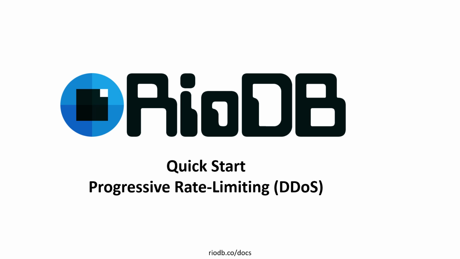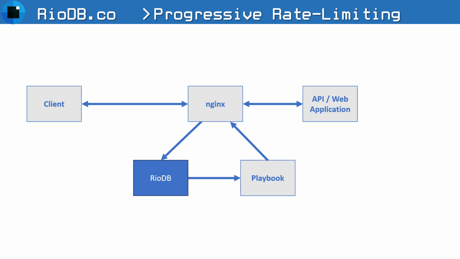Progressive rate limiting, and DDoS attacks. In this episode, we will quickly cover how RioDB can be configured for a more dynamic remediation mechanism, such as progressive rate limiting. This is a crucial technique for blocking DDoS attacks.